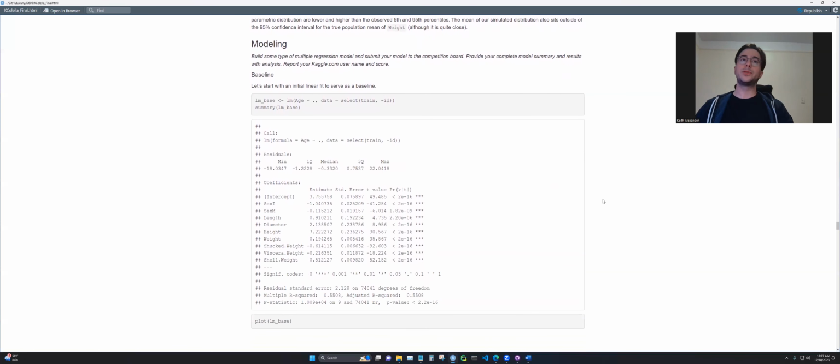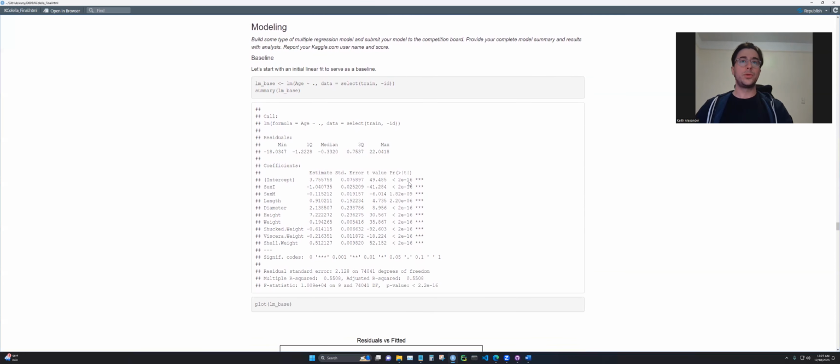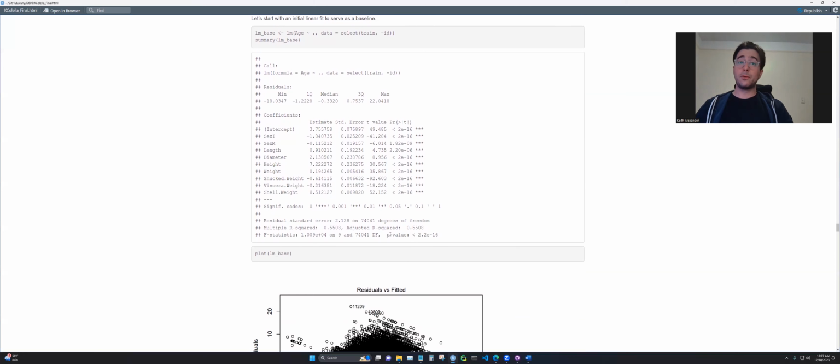All right, so with that, we can move on to the final modeling portion. I start off by putting together a baseline model with all of our variables. We do see that they all appear to be significant, as does the overall model. We have a decent p-value of 0.55.